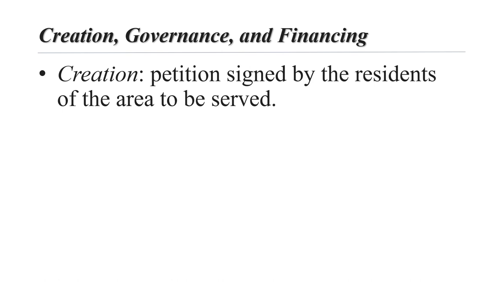How do you create, govern, and finance a special district? Creation of a special district begins with a petition that's signed by the residents of the area to be served. The petition requests that the legislature authorize an election to create the special district, thus enabling legislation in the form of a law that authorizes a special election. Then a majority of positive votes must be returned in this special election. Now, most special districts are governed by boards that are elected by voters in that district. Property taxes are the primary source of revenue.